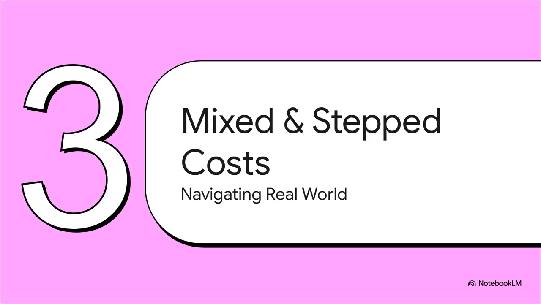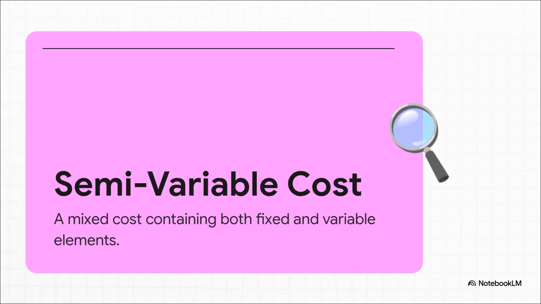All right, let's head into section 3, mixed and stepped costs. This is all about navigating the real world. Because let's face it, the real world is a bit messier than just purely fixed or purely variable. Enter the semi-variable cost. You can also think of this as a mixed cost. This is an expense that kind of has a split personality. It contains a rigid, fixed baseline element that you absolutely must pay, but it also has a flexible, variable element piled on top of it, completely depending on your usage.